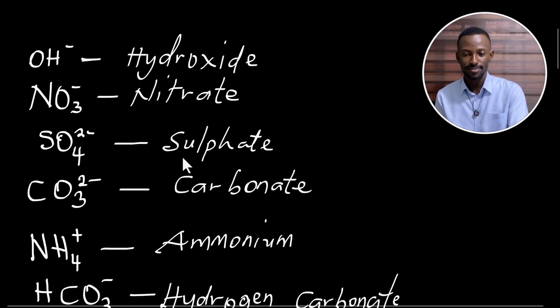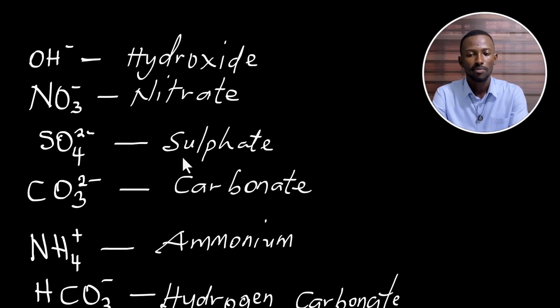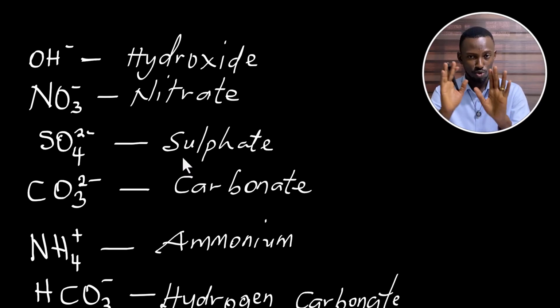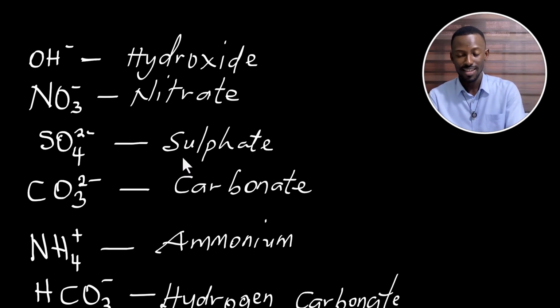So let's get started. You can see some stuff on the screen. These are known as polyatomic ions, meaning poly means many atoms. So these polyatomic ions have two or more atoms combined to form their ions. And your responsibility is to know the symbols and their names, and then you are good to go.